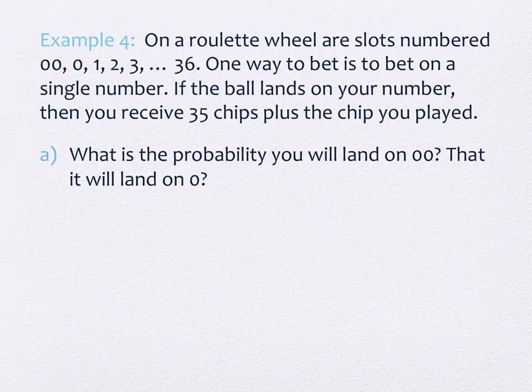If the ball lands on your number, you receive your original chip back that you played, the original $5 in my description. And then you also get 35 more chips back from what you played. So the first question is, what's the probability that you land on 00? It's one of the equal-sized slots, and there's how many? 38. So there is a 1 out of 38 chance that you hit 00. And there's also a 1 out of 38 chance that you land on 0, right?